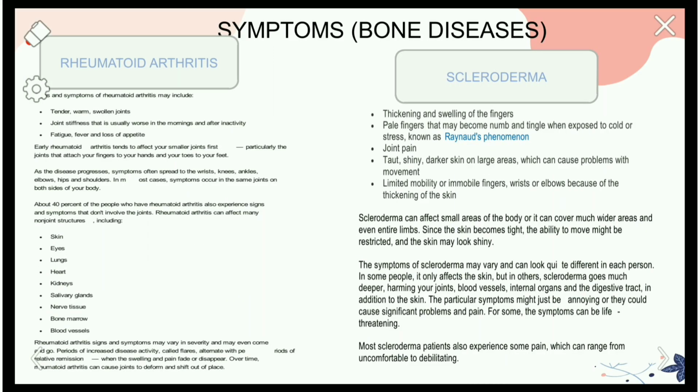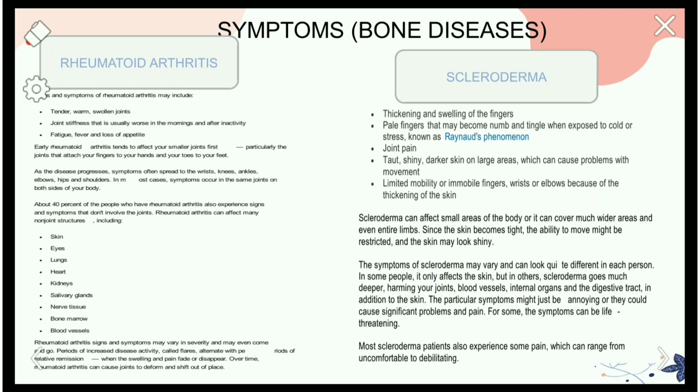The signs and symptoms of rheumatoid arthritis may include tender, warm or swollen joints, joint stiffness that is usually worse in the mornings and after inactivity, fatigue, fever or loss of appetite. As this disease progresses, the symptoms often spread to the wrists, knees, ankles, elbows, hips, and shoulders. And in most cases, the symptoms occur in the same joint on both sides of your body.